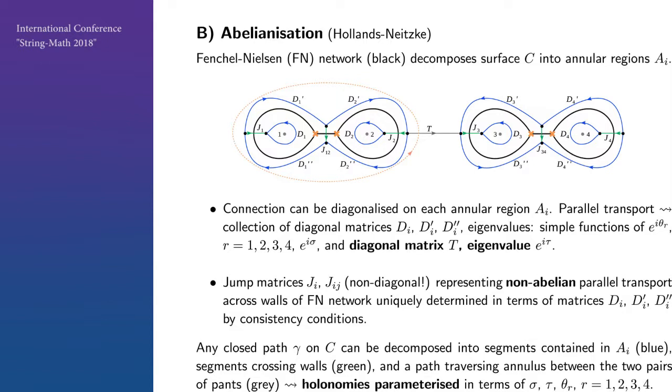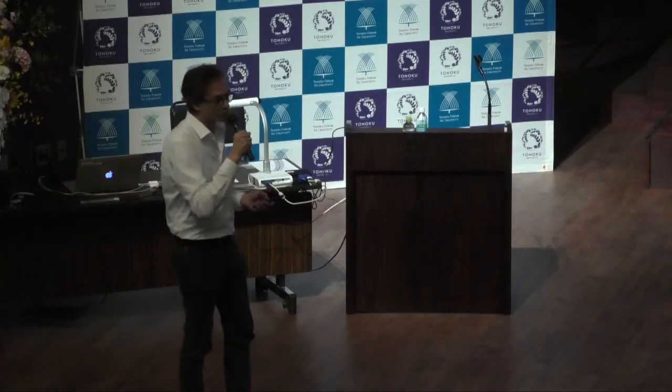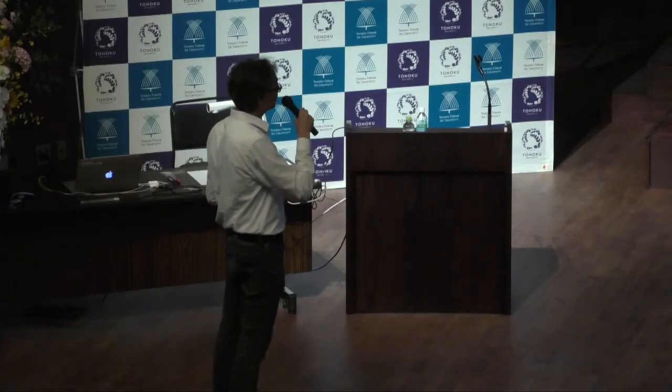All this is just determined by consistency conditions, like that we get unity when we go around, for example, this little cross here. So then the game is simple. We can take any closed path where we want to compute the holonomy. Any closed curve gamma can be decomposed into segments contained in either the annuli, or segments crossing walls, here drawn in green, or a path traversing the annulus between the two pairs of pants, that is what's drawn in gray here, this line. What it means is I get a very explicit parametrization of the general holonomy matrices in terms of our parameters sigma, tau, theta, r.